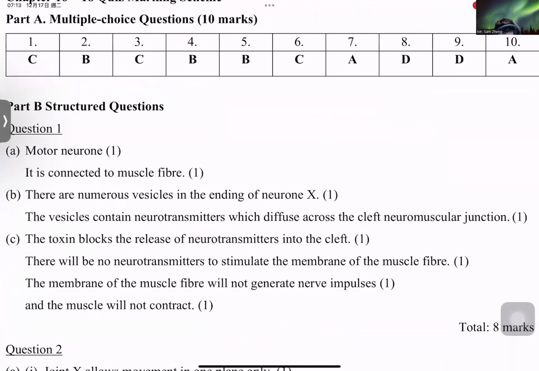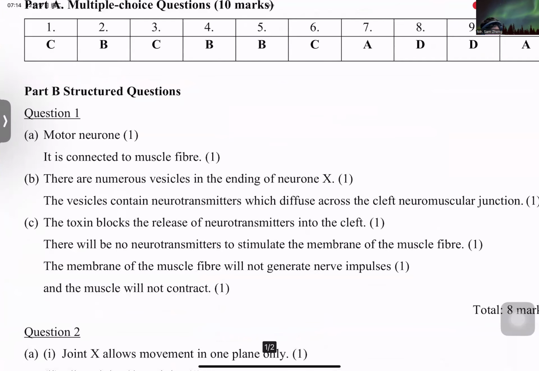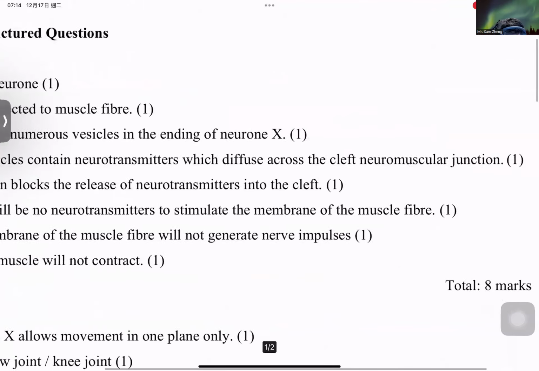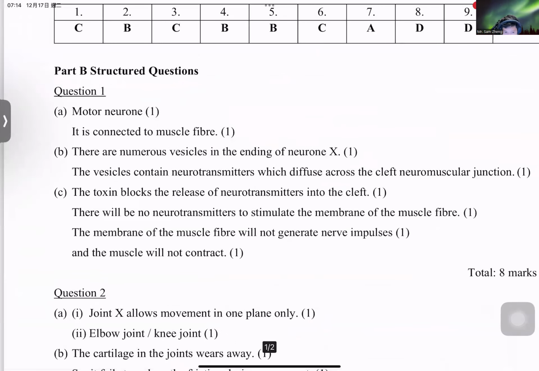So by having a look at the answer, you can see that the toxin blocks the release. But many of you will write down that it will block the receptor. But remember, that's too fast. We should mention one step further: it should block the release of the neurotransmitter first. And then as there is no neurotransmitter to stimulate the receptor on the membrane of the muscle fiber, in this case, the membrane of the muscle fiber will not generate the nerve impulse. So the last mark would be the muscle will not do the contraction.